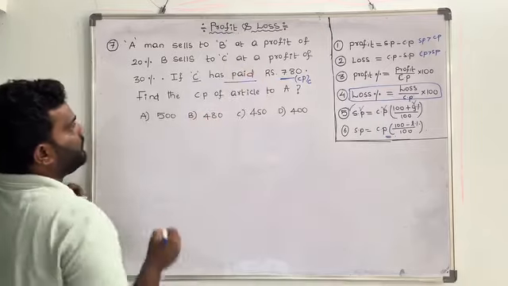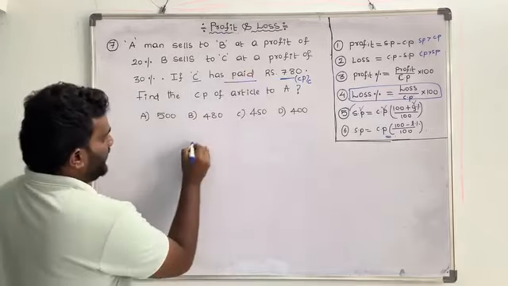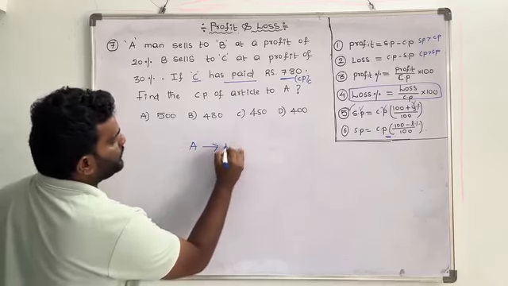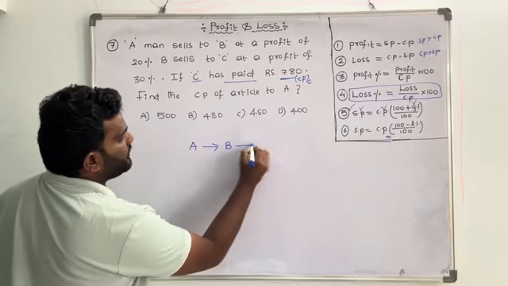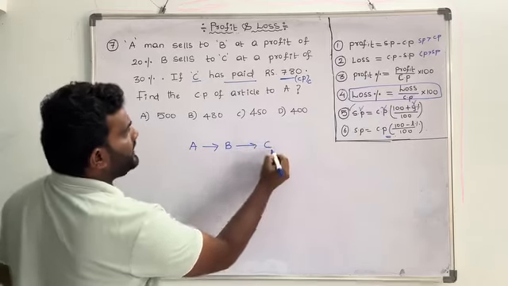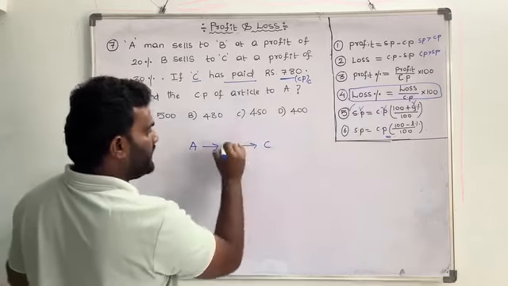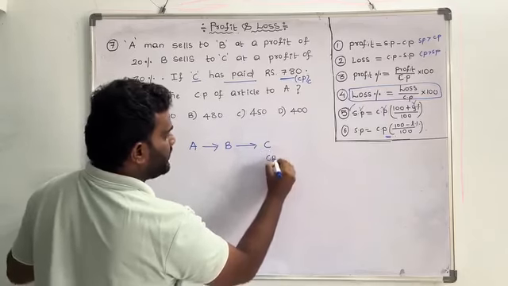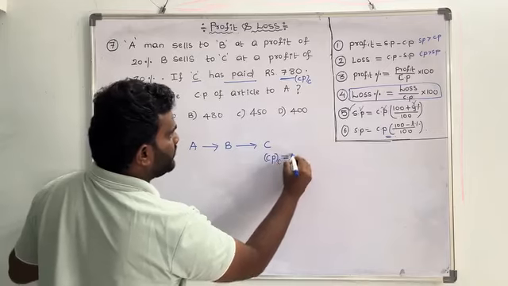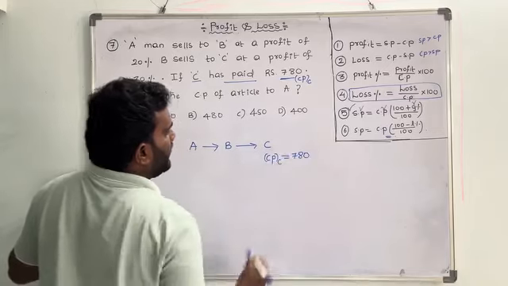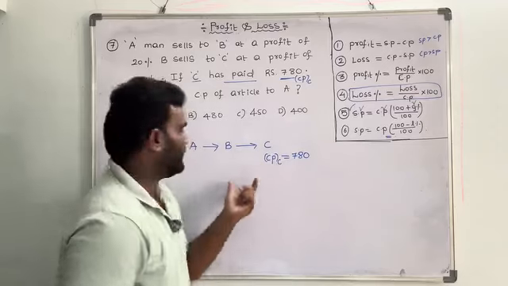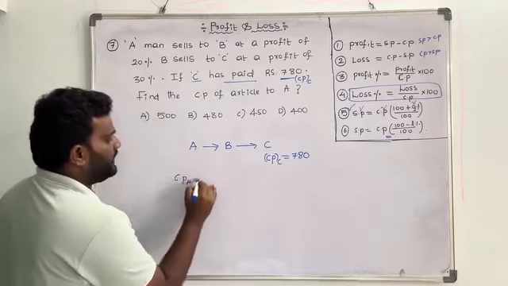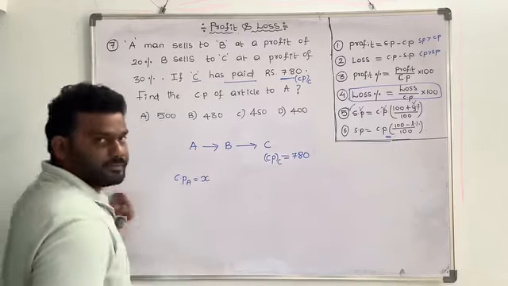So here what he is saying is that person A sold an article to B, and B sold the article to C, and C has to pay 780 to B, which means this is the cost price for C. Cost price of C is equal to 780. If you observe this sequence, let us assume that the cost price for A will be X.